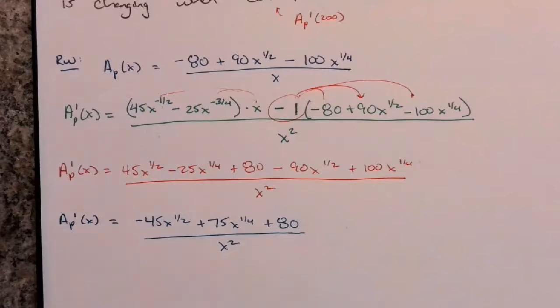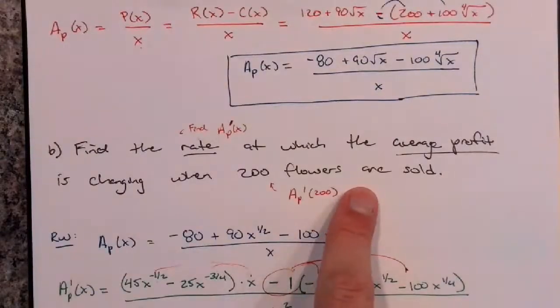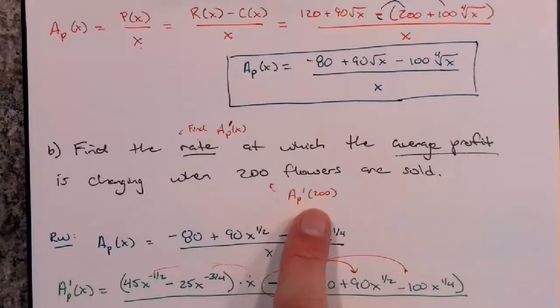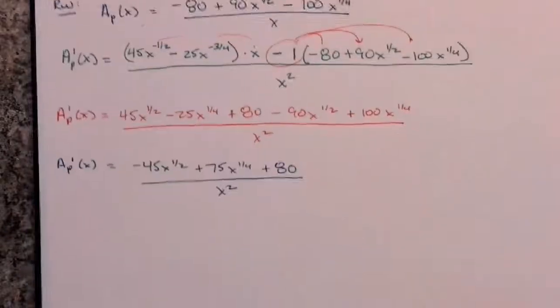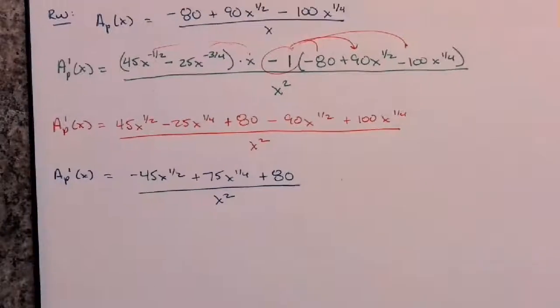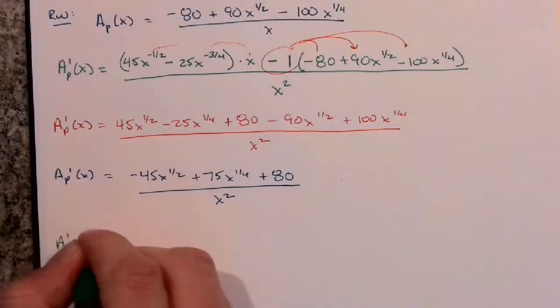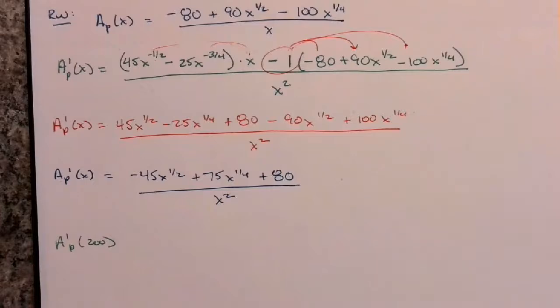Now, what were we trying to find though? We want to find the rate at which the average profit is changing when 200 flowers are sold. This is telling us we want the derivative when x equals 200. We found the derivative, now we're ready to sub in the 200. Because remember, the derivative gives you the rate of change at any value for x. We're looking for it at a specific point when x is equal to 200. So when we do this, we want a prime of p of 200, and we're going to substitute it in.